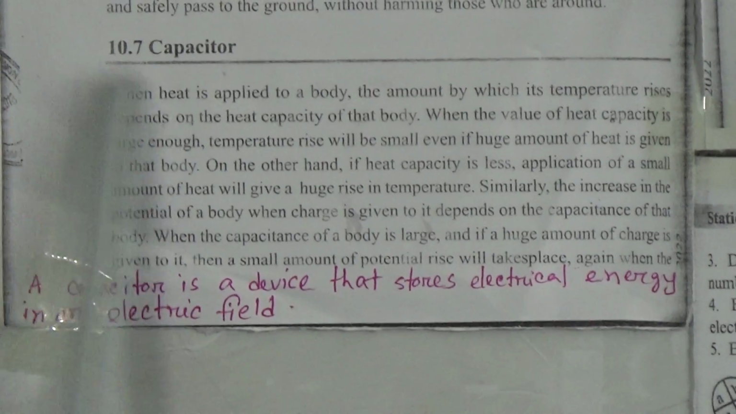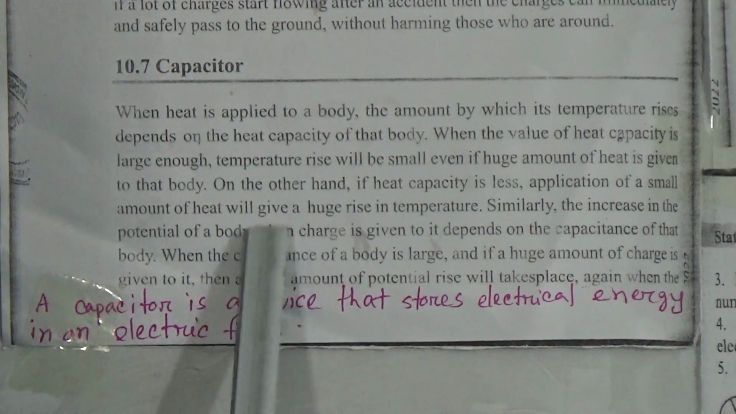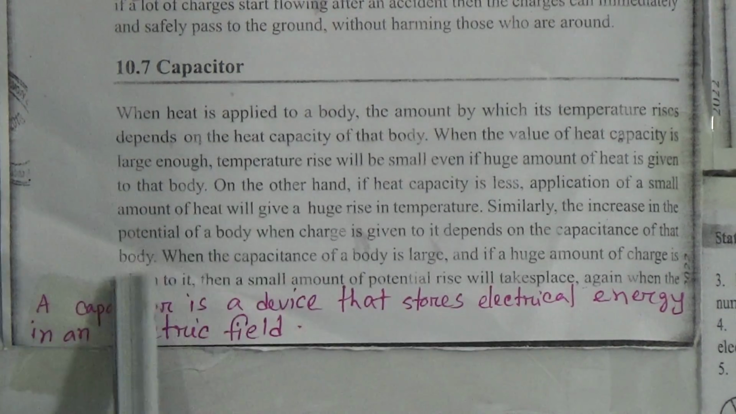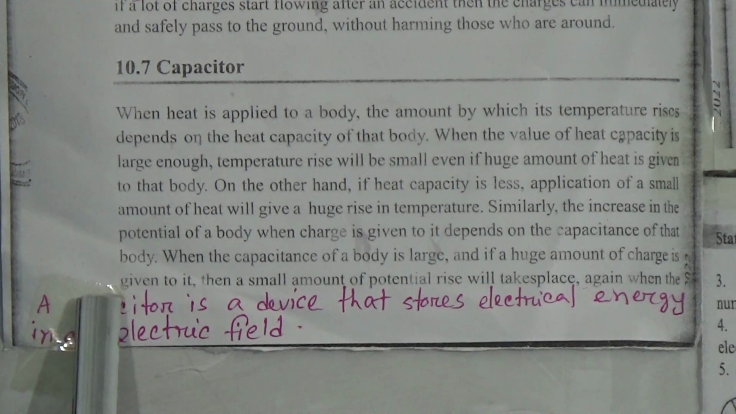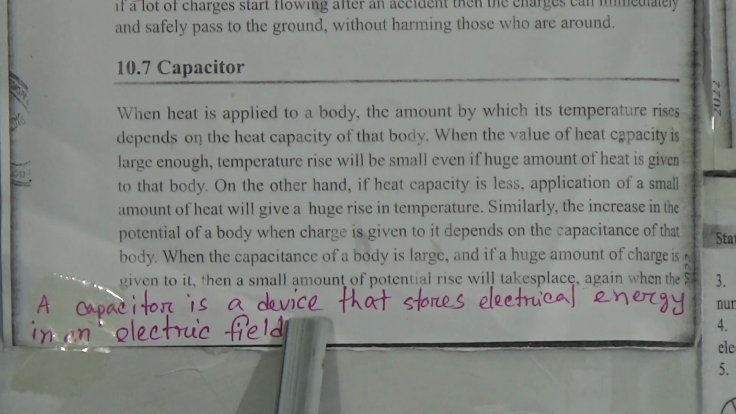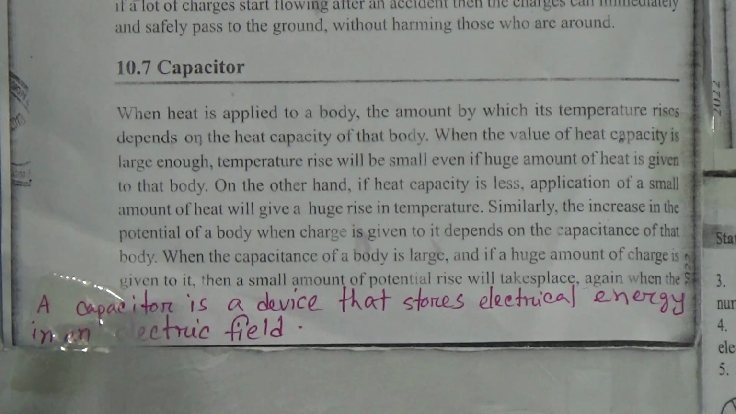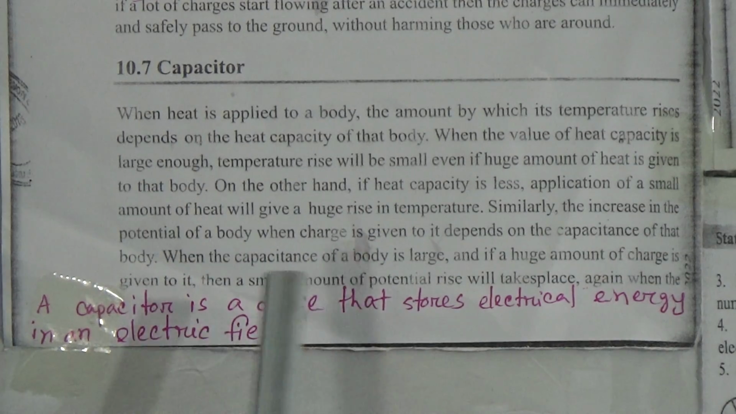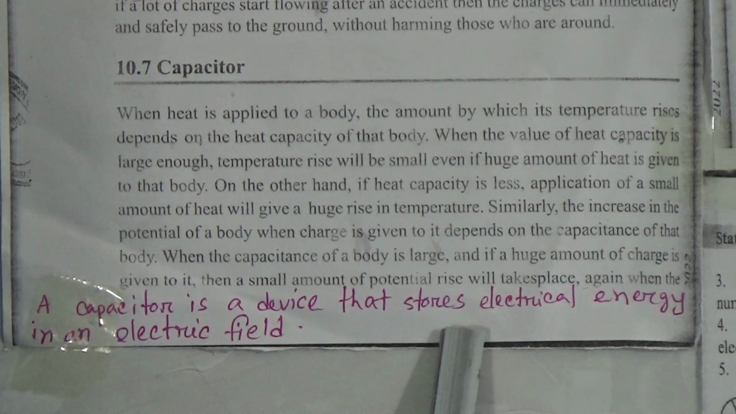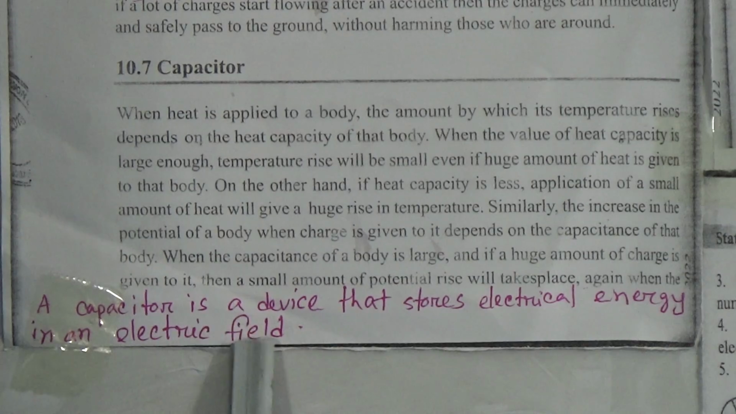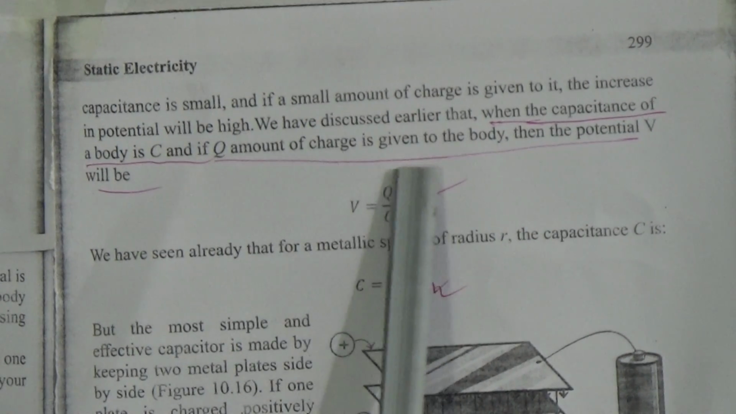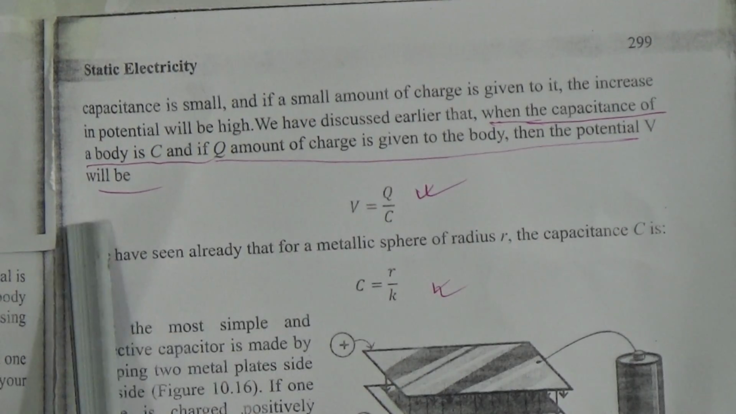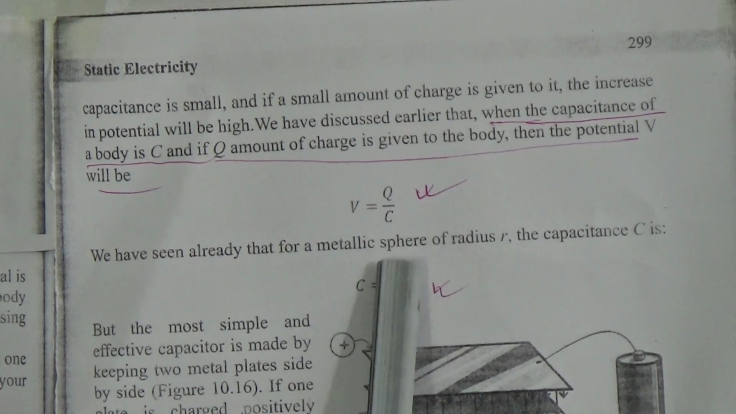Now come to the next topic, capacitor. This is important for knowledge based questions. What is a capacitor? First we'll know the definition of a capacitor. A capacitor is a device that stores electrical energy in an electric field. My dear students, when the capacitance of a body is C, and if Q amount of charge is given to the body, then the potential V will be V equals Q by C.